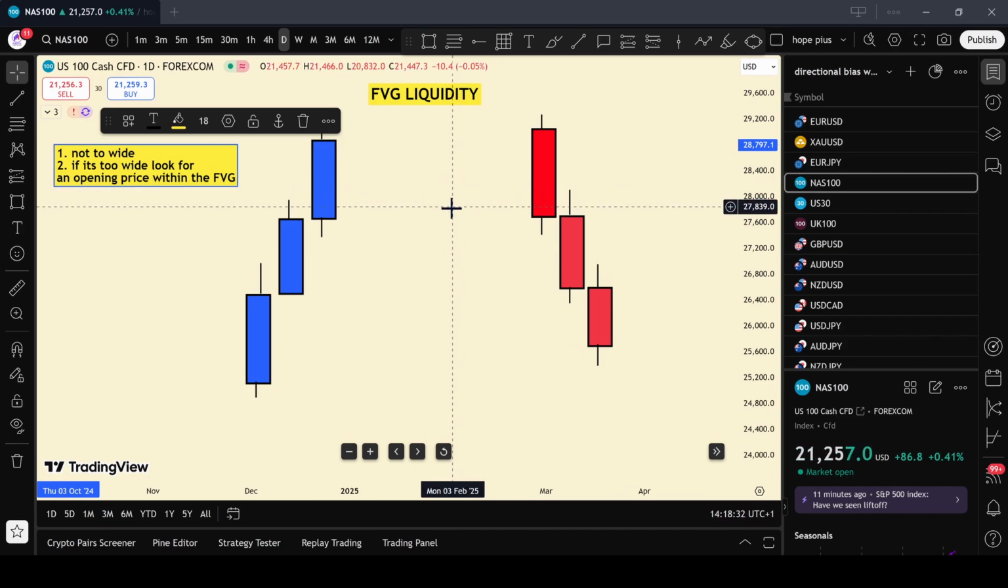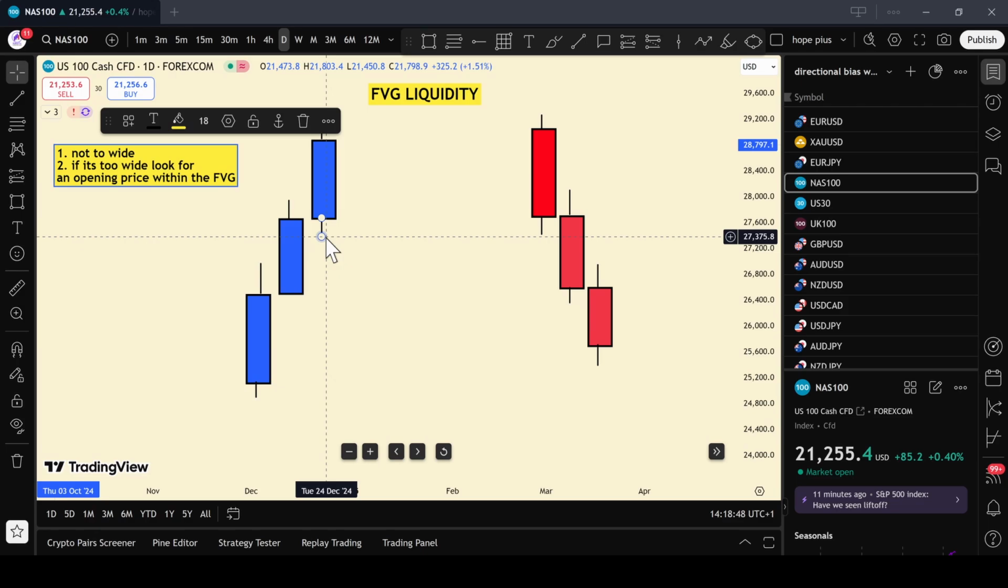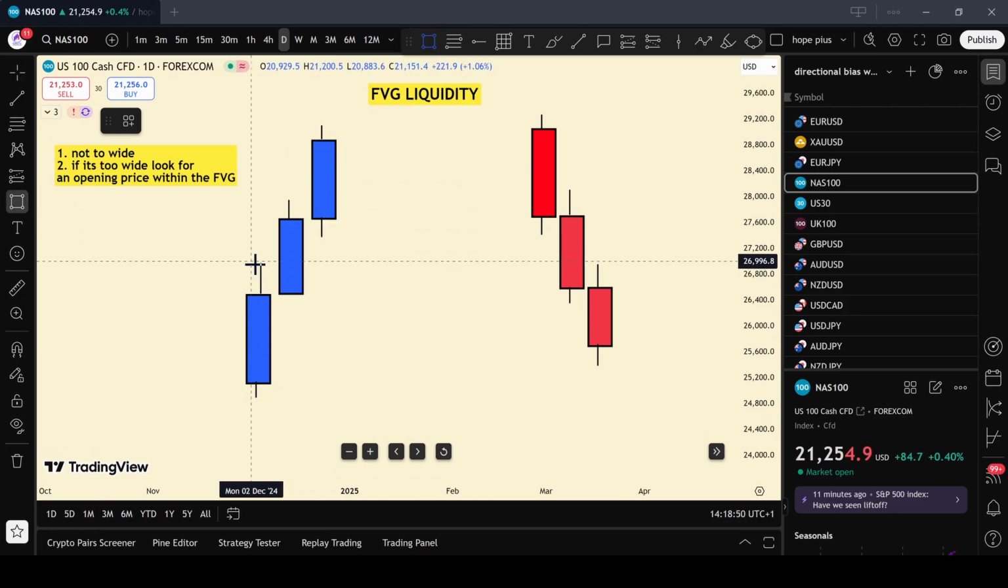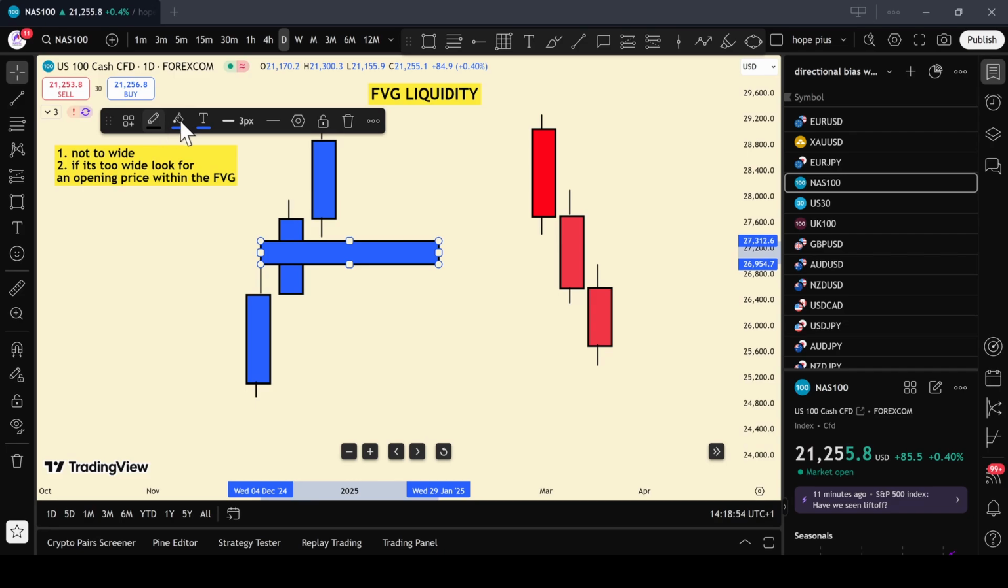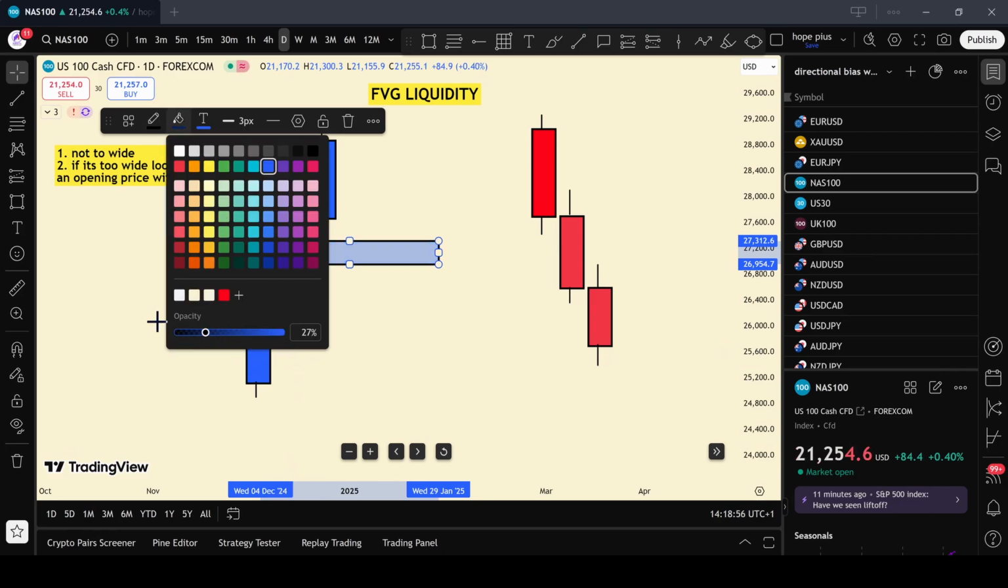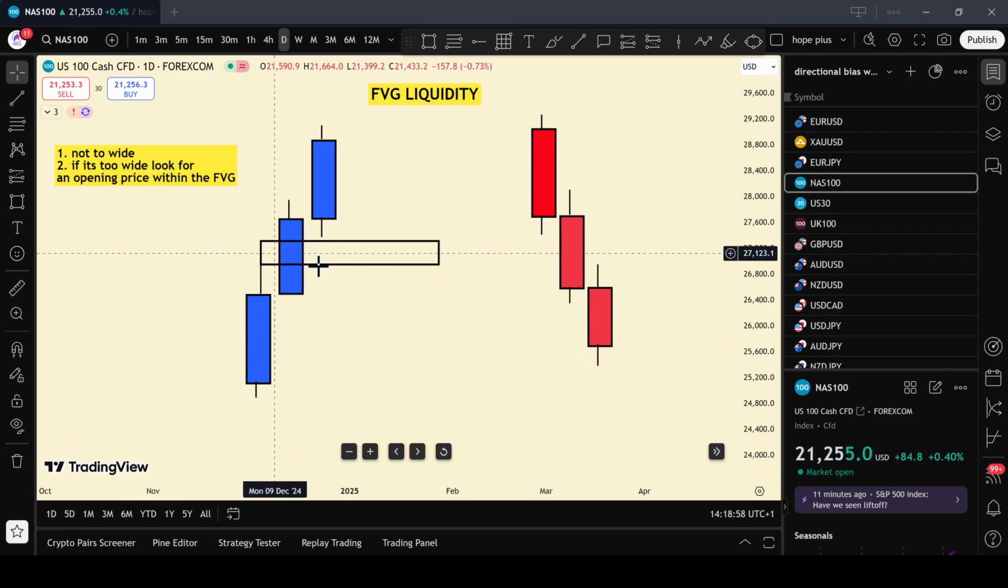But if you are just joining the Forex market and you don't know what a fair value gap is, it's simply when you have three candles and the first and the second candle wicks do not touch. In this case, for this bullish scenario here, the fair value gap is simply this rectangle. Now, how do you mark this rectangle?